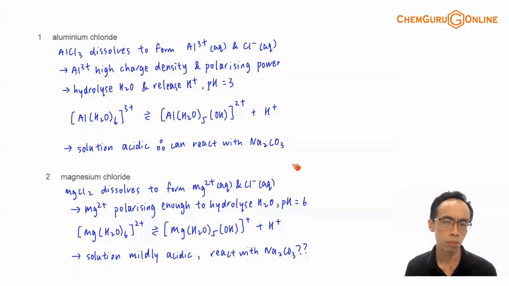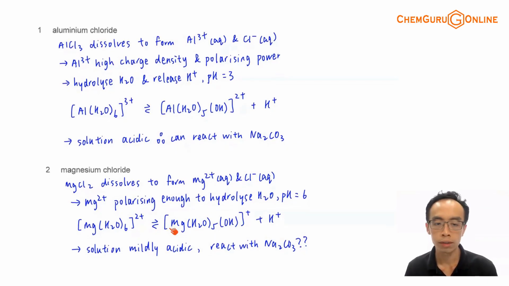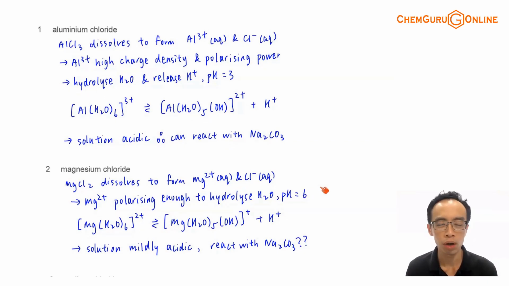Now in syllabus, when we consider magnesium chloride, we expect Mg2+ to be able to do the same as Al3+, because it has high charge density, is highly polarizing, hydrolyzes water, releases H+, and makes the solution acidic. Mg2+, in principle, should be able to do the same, but because its charge density is smaller, since it's +2 charge versus +3 charge, it is polarizing enough to hydrolyze water, but because the charge density and polarizing power is weaker as compared to Al3+, the extent of dissociation wouldn't be so great.